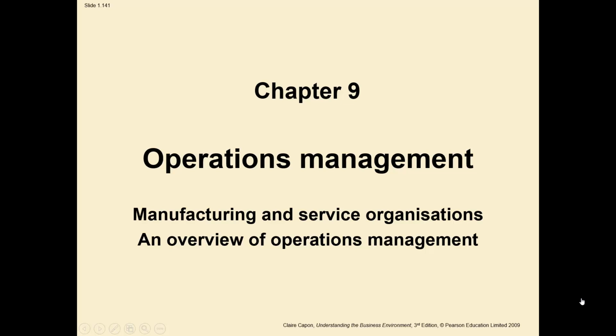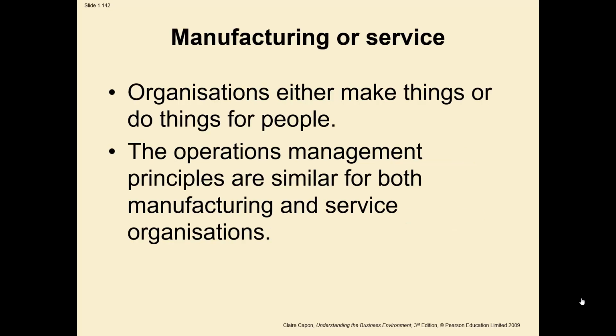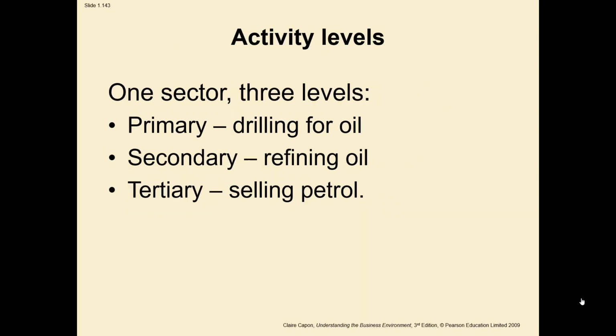Now, you have one final area, the whole thing about operations management, looking at manufacturing and service organisations. We're talking about the day-to-day running of what the business is involved in, okay? Organisations that make things or do things for people, and the operations management principles are similar for both manufacturing and service. So, for example, activity levels, because one sector could have 3 different levels. In the oil industry, primary would be drilling for the oil, secondary would be refining the oil into petrol and diesel, and tertiary would be selling the petrol. And you would have companies that would be involved in all 3 levels.